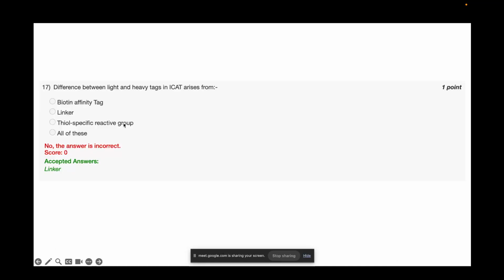Yeah, so this answer is basically through the linker region. So basically the heavy tag will have deuterium or C13, and the light tag will have hydrogen atom in the linker region. So that is the important part.